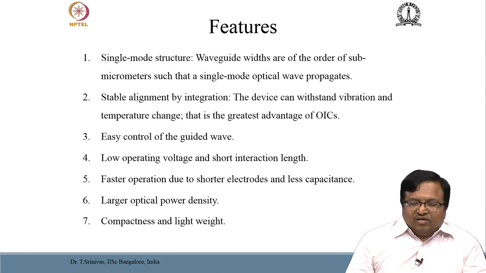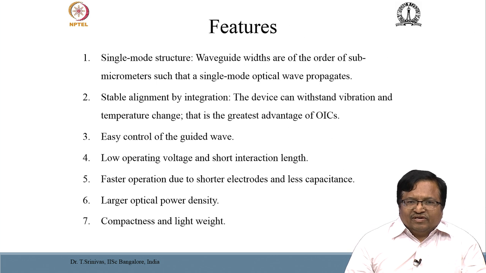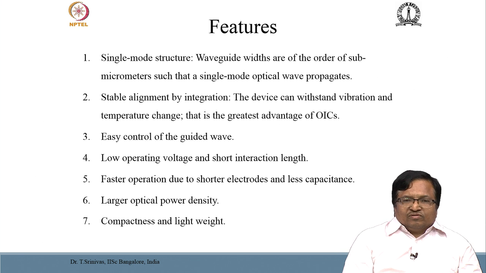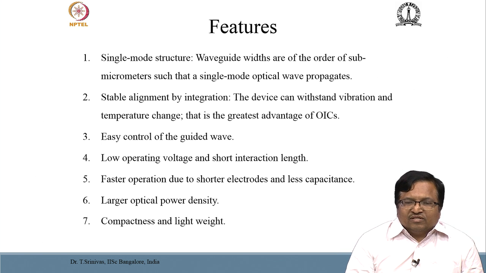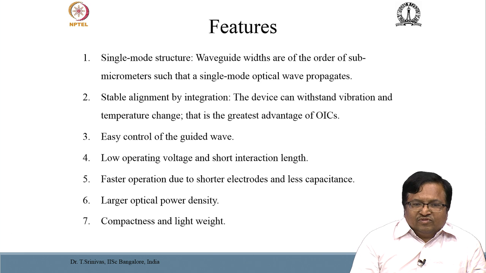So, another important advantage, compared to the bulk devices, is low operating voltages and short interaction lengths. These are because of the wavelengths involved and the dimensions of the devices are very small. So, for example, the spacing between the waveguides is very small, so you can have very low voltages for control operations. And also faster operation is possible due to the small spacing between the electrodes and less capacitive effects.